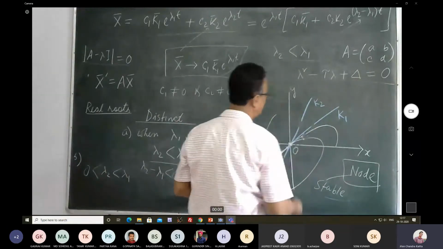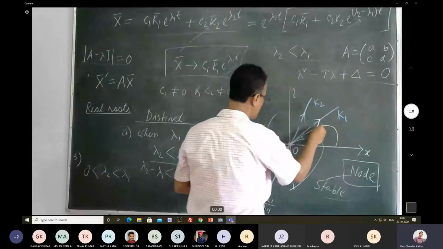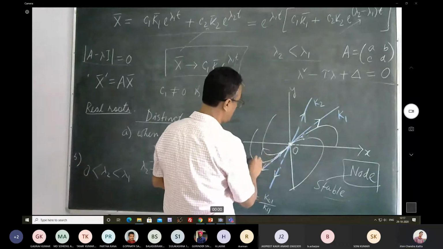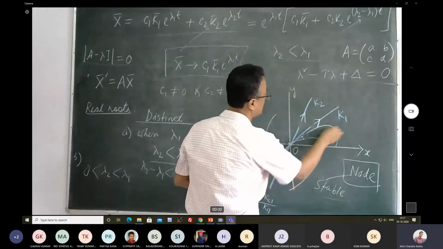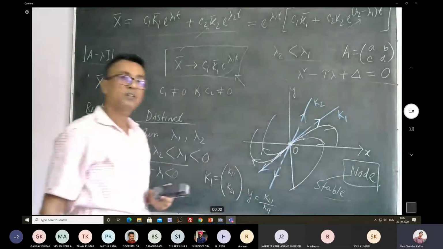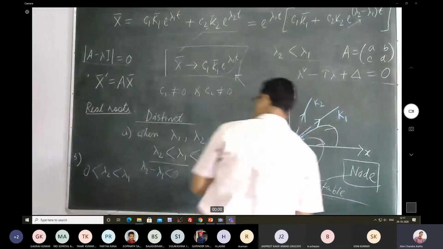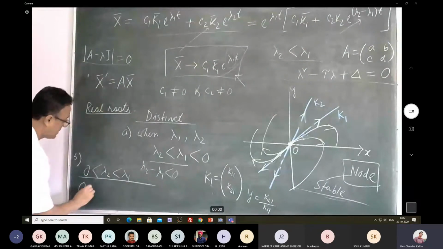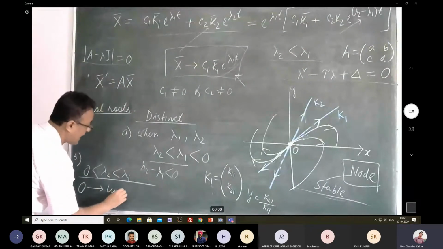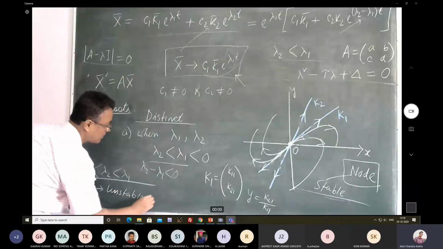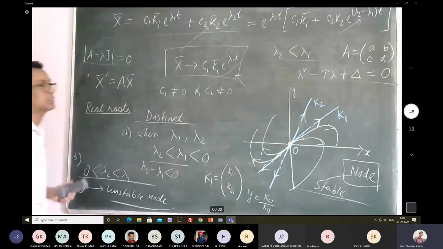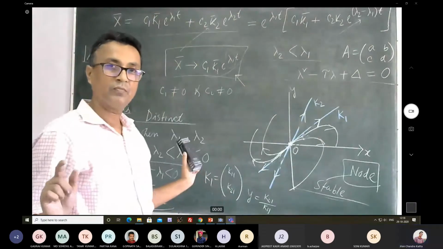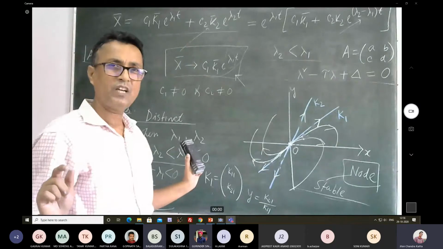So basically, what is going to happen? All of them are going to move away from the origin. Okay. So in case 2, case B, this point 0 is called an unstable node. Is it okay with everybody? Yes.